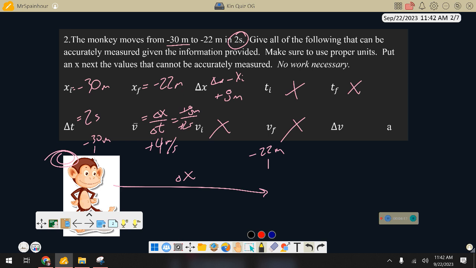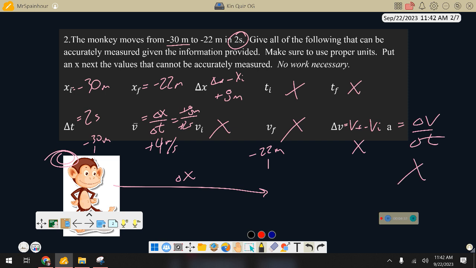So since we don't know either of those two, pretty much automatically we don't know the next two, because the change in velocity is velocity final minus velocity initial. Since we don't know either one of them, there's no way to know this one. And of course, acceleration is change in velocity over change in time. So since we don't know it, we don't know it.